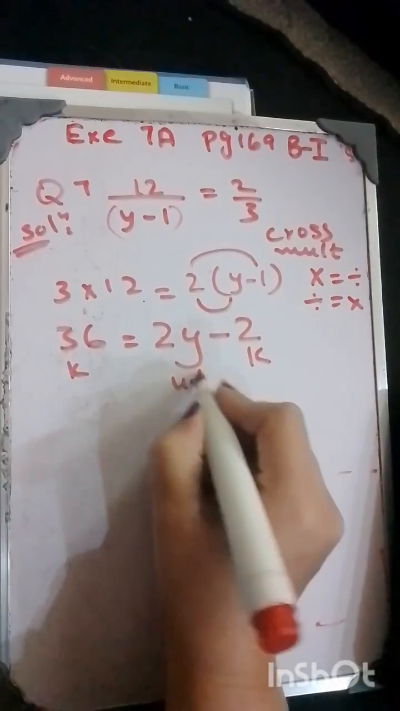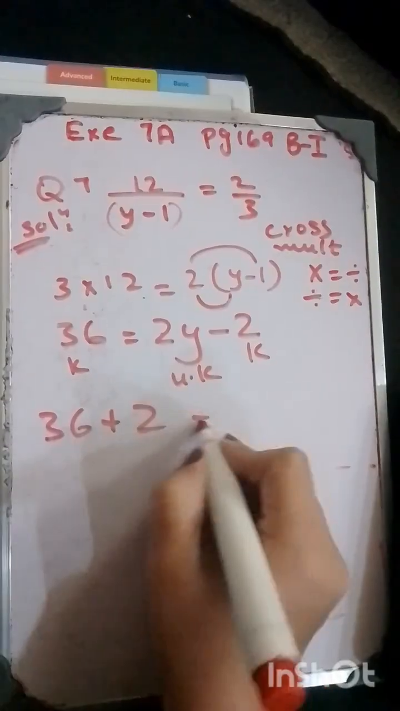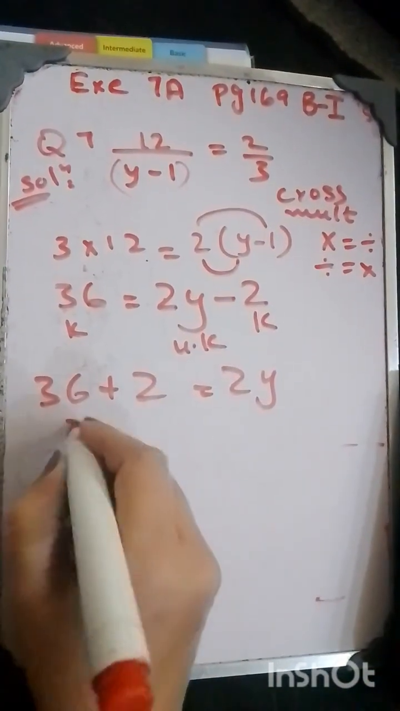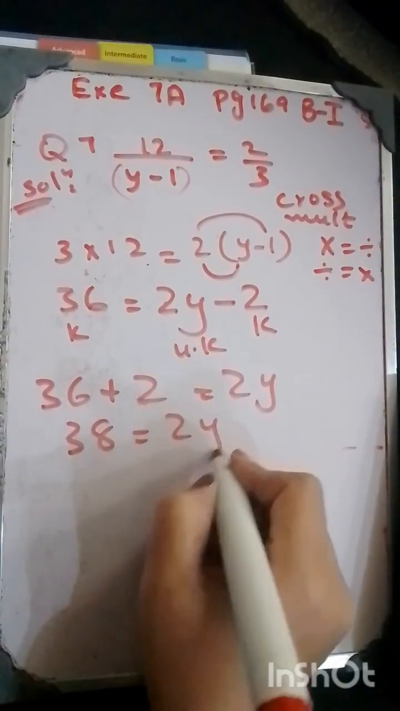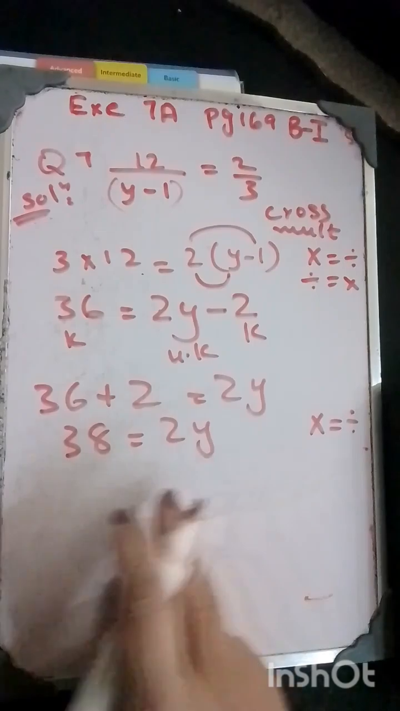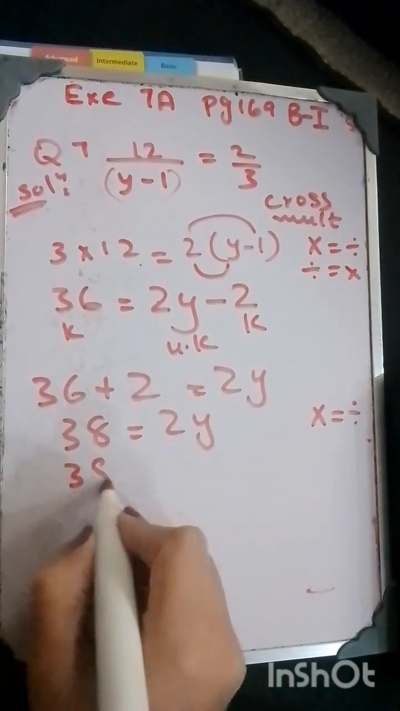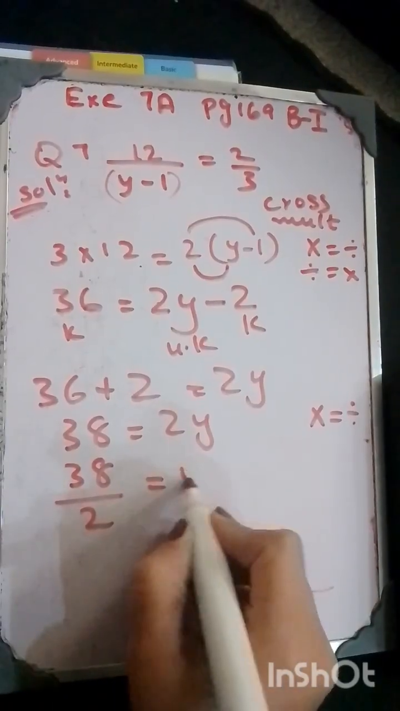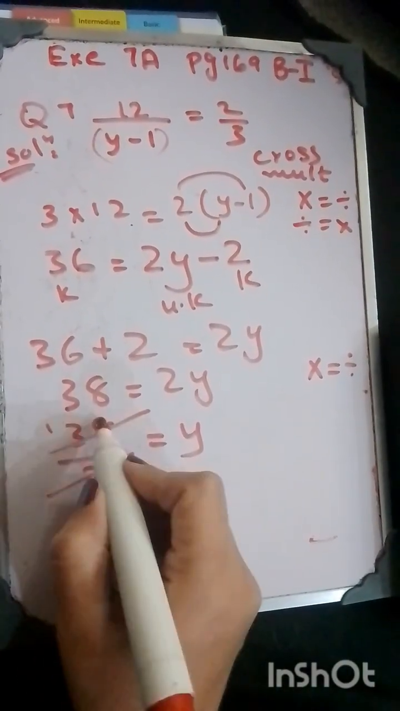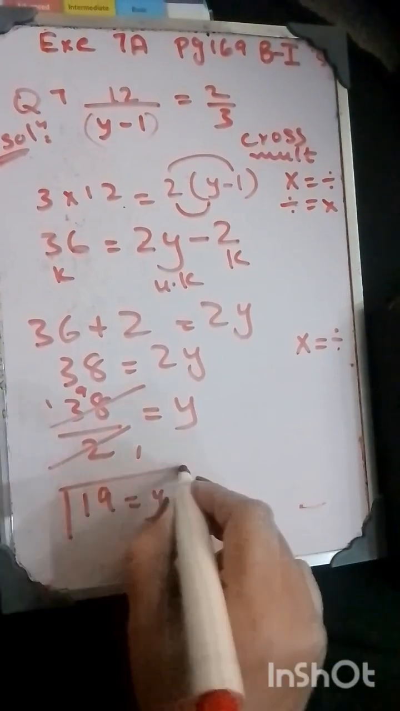So knowns and unknowns together. 36 plus 2 equals 2y. Since it was negative over there, it is now positive, so it will be 38 equals 2y, and now y is being multiplied, on the other hand 2 is going to divide 38. Simple. Y will remain alone. 2 1 times 3, and it will be 9, then 19. Y equals 19.